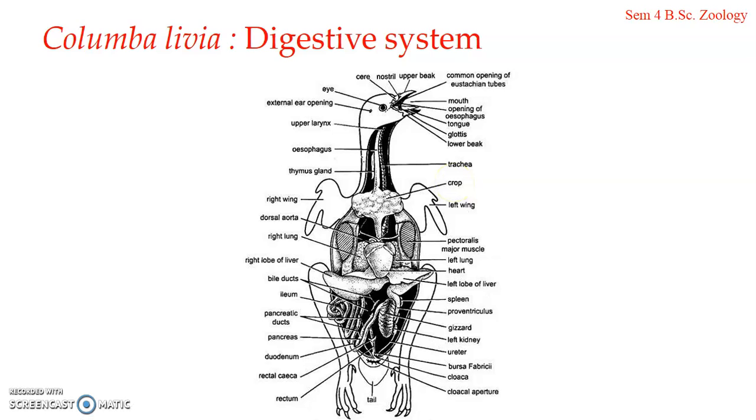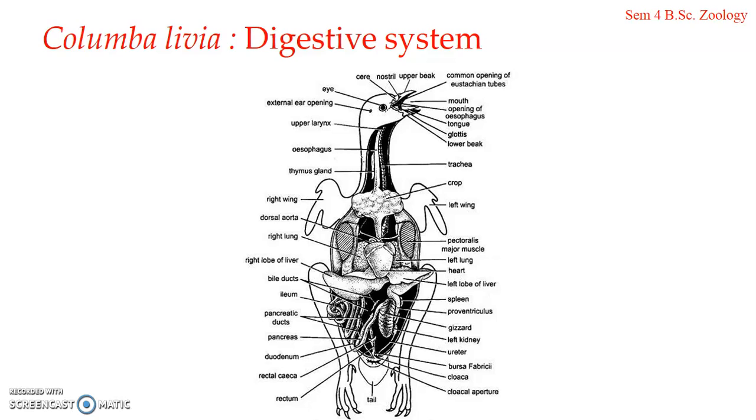This crop is a large, thin-walled, bilobed, elastic, non-glandular sac, and it enables the birds to store quickly swallowed food for later digestion. And it is usually large in grain eating, or the granivorous birds. Pigeon is a granivorous bird, and hence the crop is usually well developed and enlarged. The grains are moistened and softened while stored inside the crop.